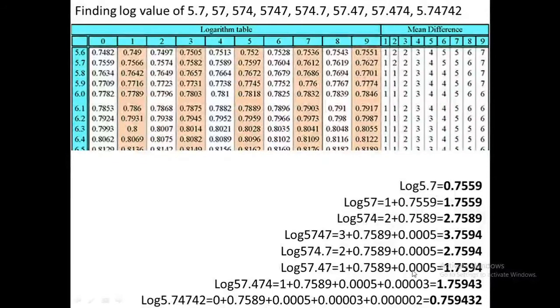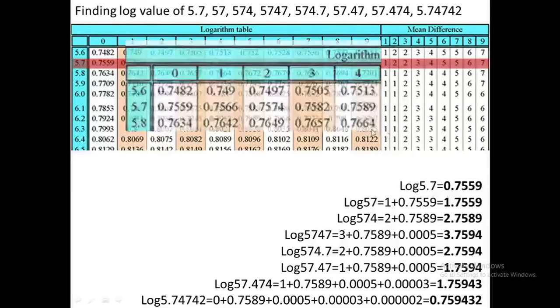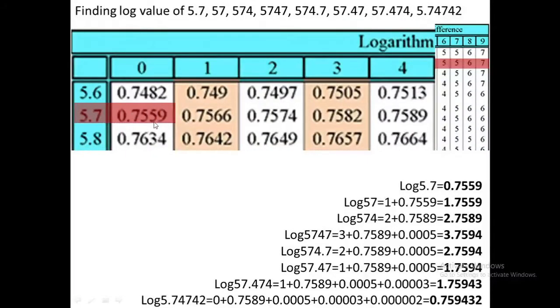Sometimes you have to calculate the log value of a decimal. Suppose we have to calculate the log value of 5.7. It is less than 10, so first we will mark 0, then 5.7 at 0 level it is 0.7559. If it is 57, the first thing we will write is 1, and then again the 5.7 value on 0 is 0.7559, so it will be 1.7559.